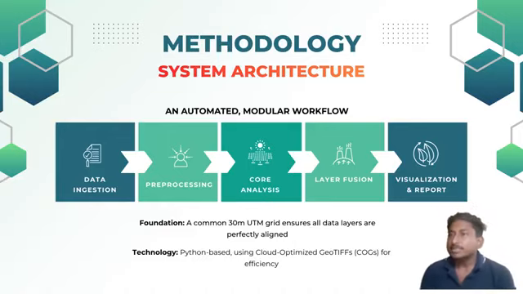Thank you, Vaishnavi. To build the system, we designed a modular and automated workflow. It starts with data ingestion, moves to pre-processing, then to analysis and layer fusion, and finally to visualization and reporting. The key to making this work is ensuring all data layers are perfectly aligned. We achieve this by using a common 30-meter UTM grid. The entire backend is built using Python and leverages cloud optimized GeoTIFFs for maximum efficiency.